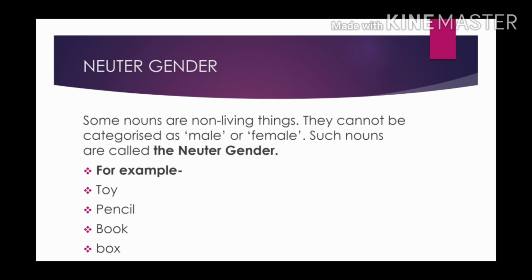Let's move on to the next one, the neuter gender. Some nouns are non-living things, so they cannot be categorized as male or female. Such nouns are called the neuter gender. For example, toy, pencil, box, or book. These examples show us that they do not have any gender. Those which we cannot categorize as male or female will be known as the neuter gender.